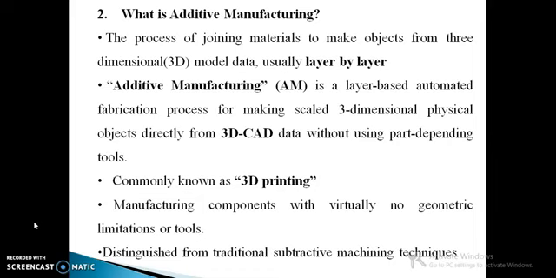This is also commonly known as 3D printing or rapid prototyping. This manufactures components with virtually no geometric limitations or tooling. Means you can manufacture a variety of components without a tool, and it is distinguished from the traditional subtractive machining technique. Why is it distinguished from the traditional process? Because we are using an additive method in the additive manufacturing process.